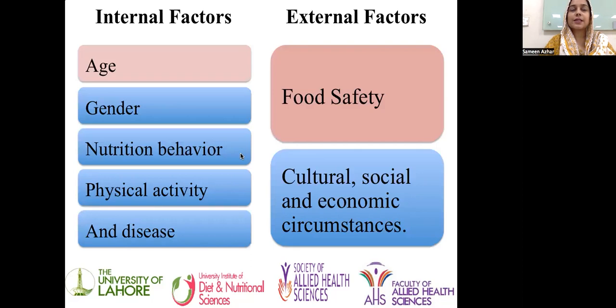Nutritional status is basically built in any person by two factors, internal and external factors. Internal factors that affect the nutritional status are the factors which are within the person. For example, their age, their gender, in general, their behavior, their choices, their likes, their dislikes regarding food, their physical activity level, and maybe if there's certain kind of disease, the state of disease.